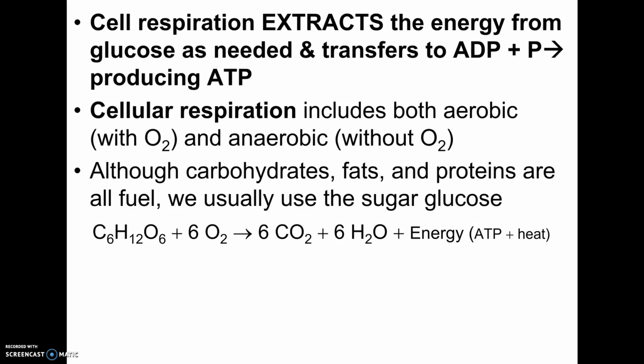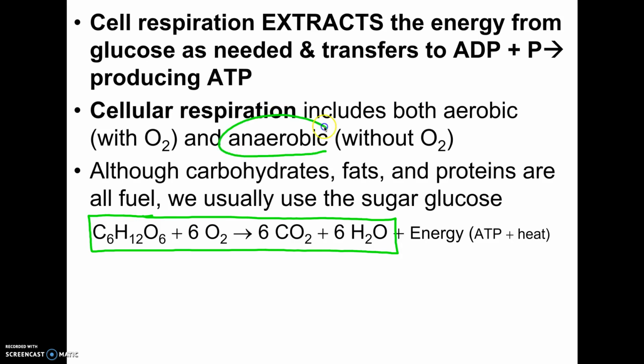Now, this is the overview formula for cell respiration, but you'll notice that I put a couple of little side notes here. Number one, technically, cell respiration does not have to use oxygen. It includes anaerobic respiration, which we're going to talk about in a minute, which happens without oxygen. Also, even though glucose is the sugar that we usually list as what's being used for cell respiration, technically you can run cell respiration with other carbohydrates besides glucose. You can also run it with fats, and you can also run it with proteins.